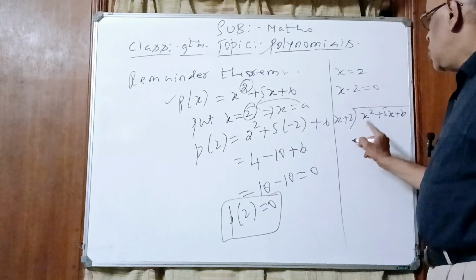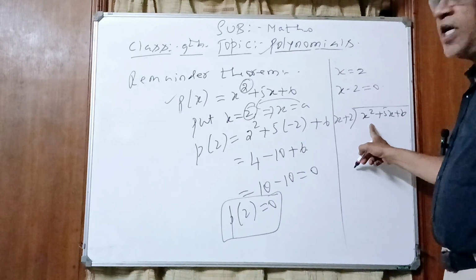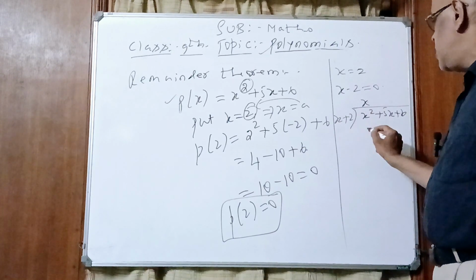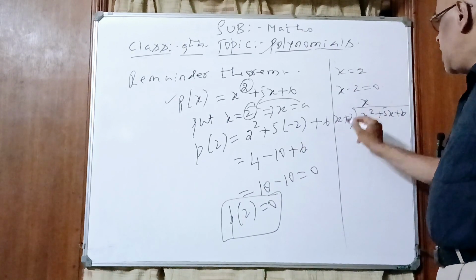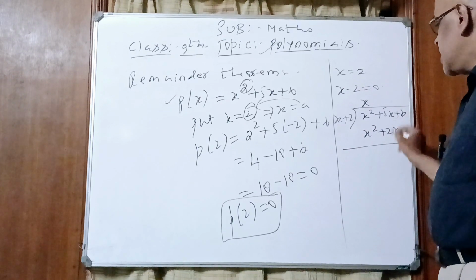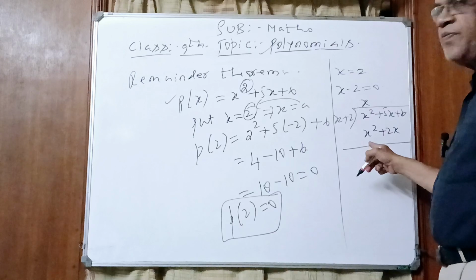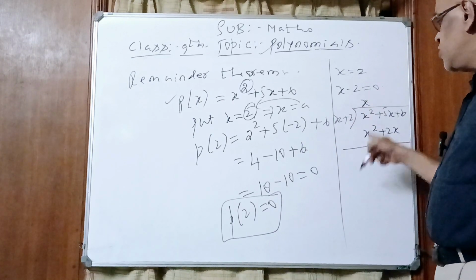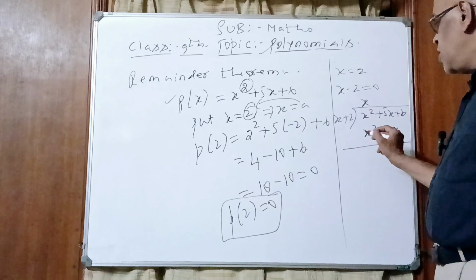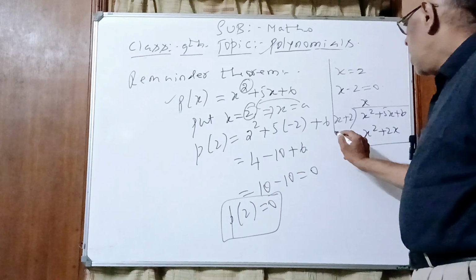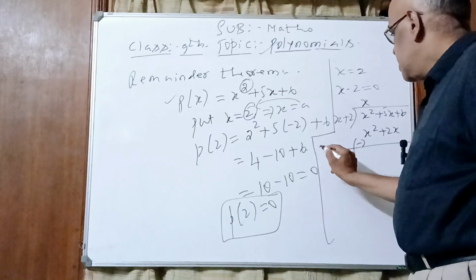Dividing by x plus 2, eliminating term by term. Here the first term is x square: x into x, x square; x into 2, 2x. Whatever the second term may be, the first term should be the same. We should get the same here. So you have to multiply x by what? Another x, to get plus x square here, and here also plus x square. Subtract. On subtraction, what do we get?